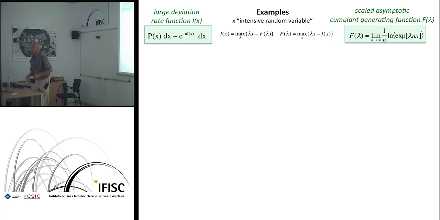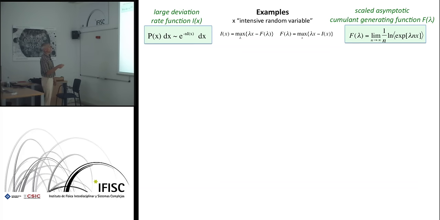Now that you've seen it, maybe you're a bit surprised. So let's take examples, because if you have examples, you understand these formulas much better. I have reproduced the formulas again. You have a random variable that is an intensive random variable. What you need to do is take a function of a variable, and compute the scaled cumulant generating function, and you may even add the word asymptotic, because you have to take this limit. And then you have the large deviation rate function, which tells you how the probability behaves when this n is very large.